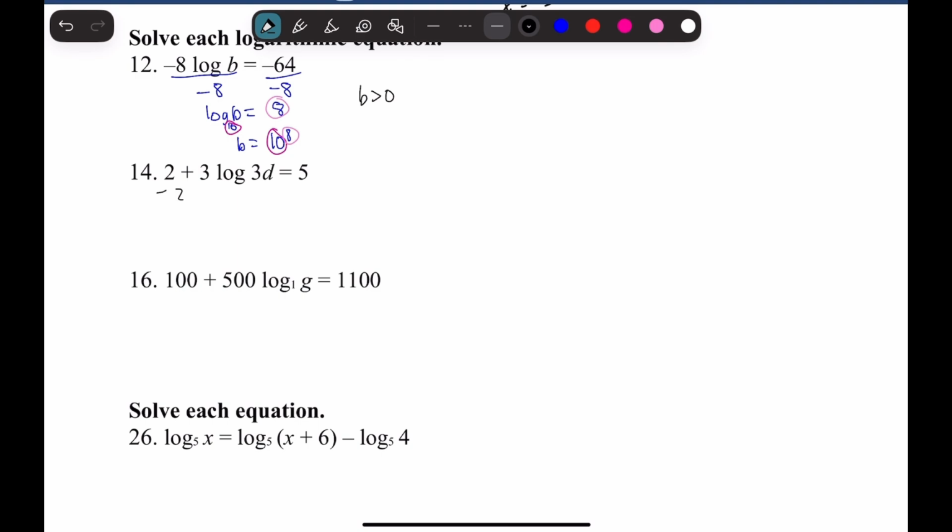Here we can subtract 2 from both sides, and then you're just left with 3 log 3d is equal to 3. So then you divide both sides by 3, then you have log 3d is equal to 1, then you have 3d is equal to 10, then you have d is equal to 10 over 3. So now let's move on to the next one.